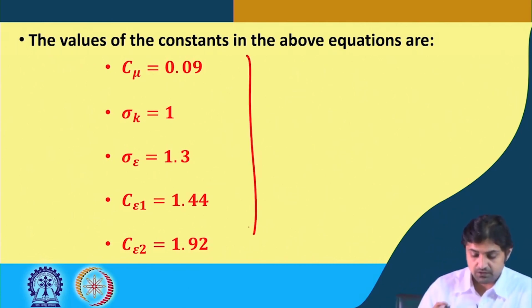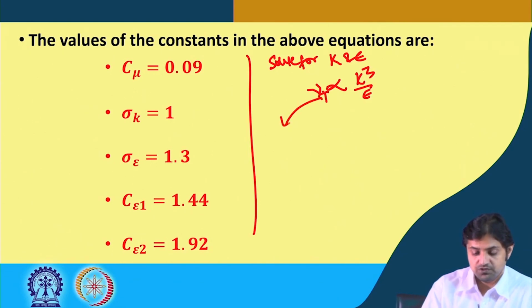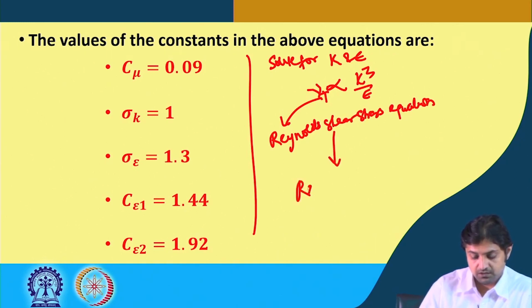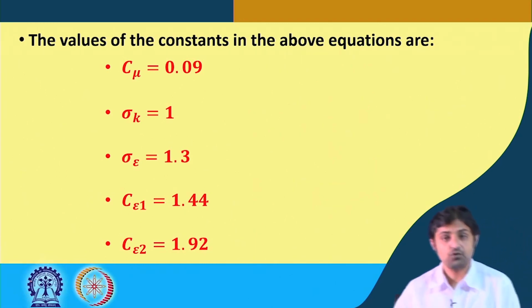So, just writing it down: solve for k and epsilon, then nu t is related to k square by epsilon, put this in the Reynolds shear stress equation and use that in the Reynolds averaged Navier-Stokes equations. It is quite a complex way, but it gives good results. Most of the turbulence models in the world follow k and epsilon.